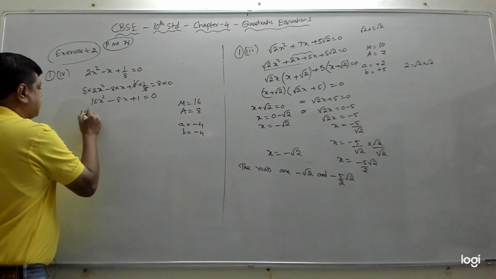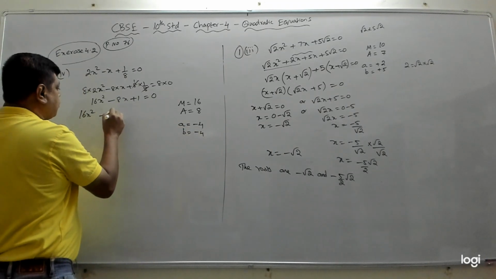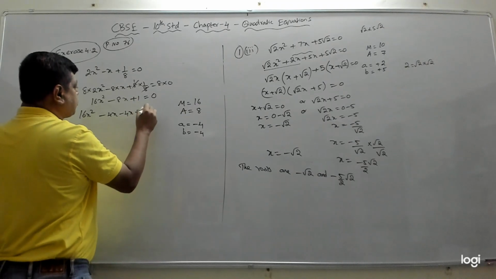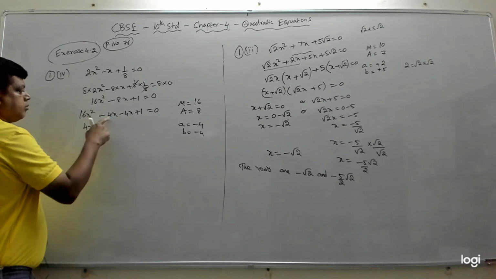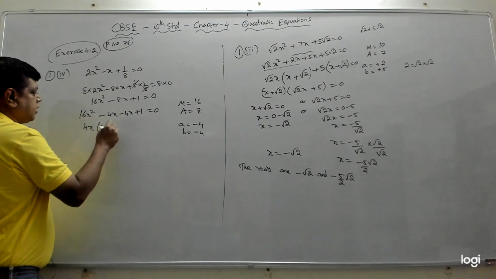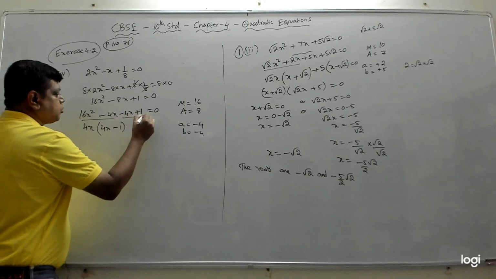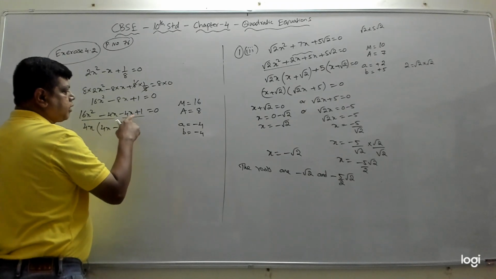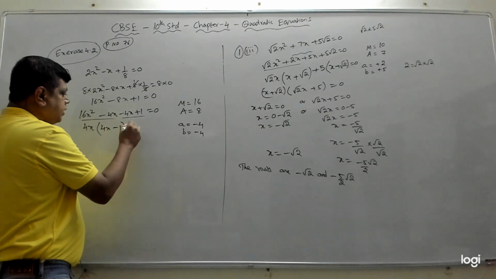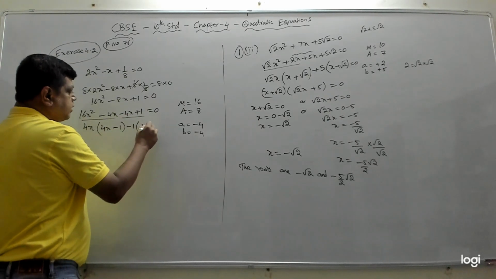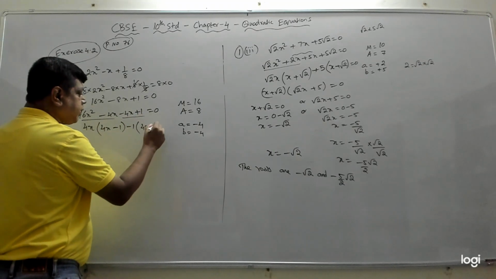So then this becomes 16x square, then minus 8x can be written as minus 4x minus 4x, and this is plus 1 equal to 0. Again, in these two, what is common? 4x is common. Then if I take 4x common, I will have 4x here, and this will be minus 1, because I have taken this 4x out from these two. Again, from these two, nothing is common here except 1, and this is minus, so you take minus 1 as common. Then this will become 4x, and minus 1.